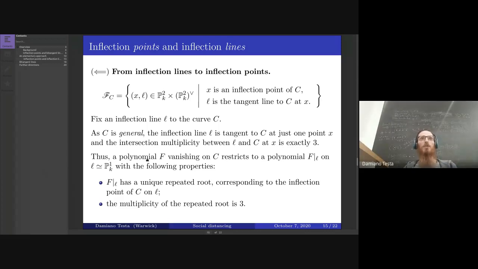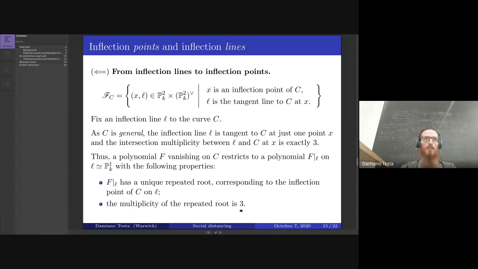So if I look at the polynomial defining C, and I restrict it to L, I get, well, the line is P1, and so this polynomial here is a polynomial in one variable that has a unique repeated root corresponding to the inflection line, and the multiplicity of this root is exactly 3. We're exactly in the situation of the space of polynomials that we talked about before. It's a polynomial that has exactly one root of multiplicity at least 2, and the multiplicity happens to be 3.